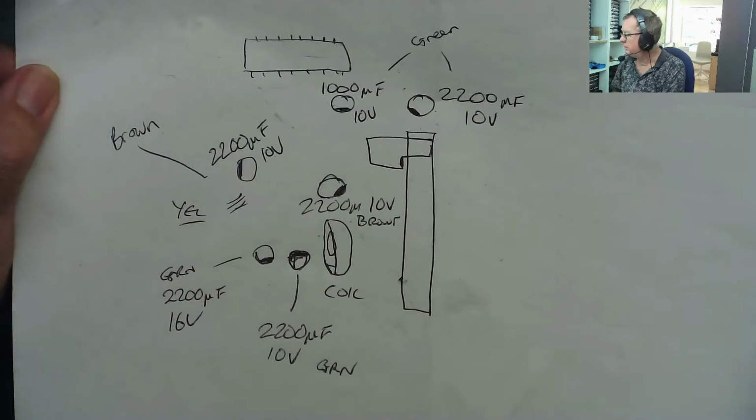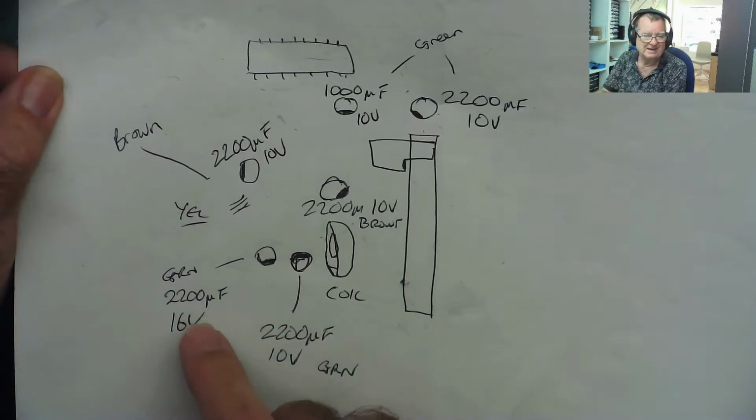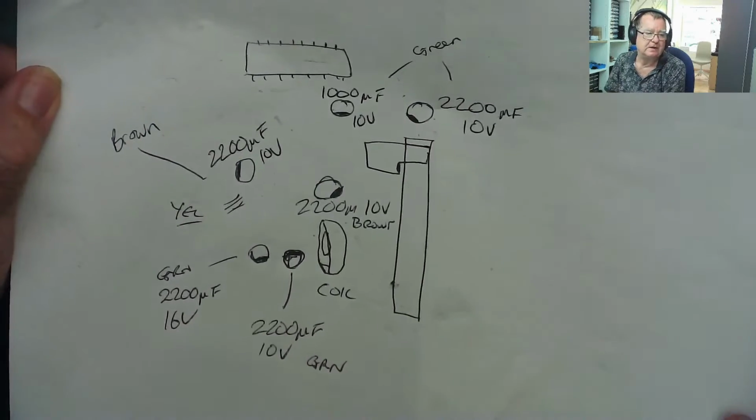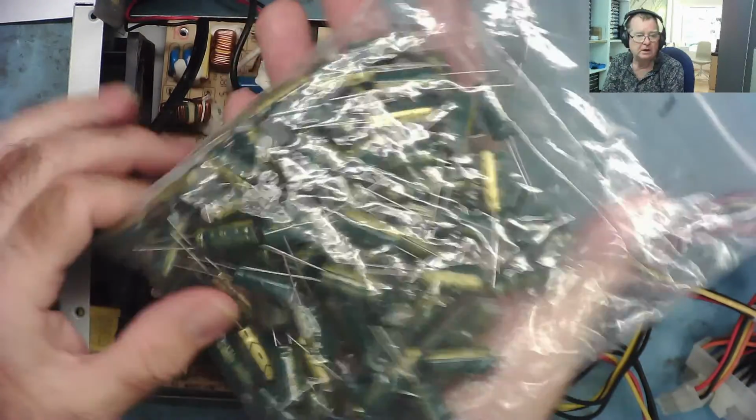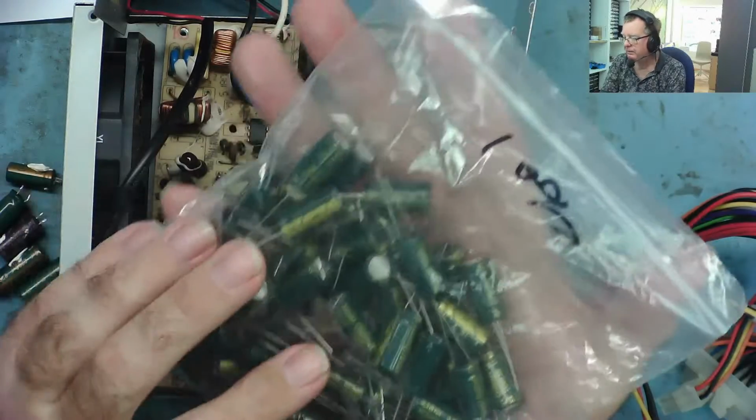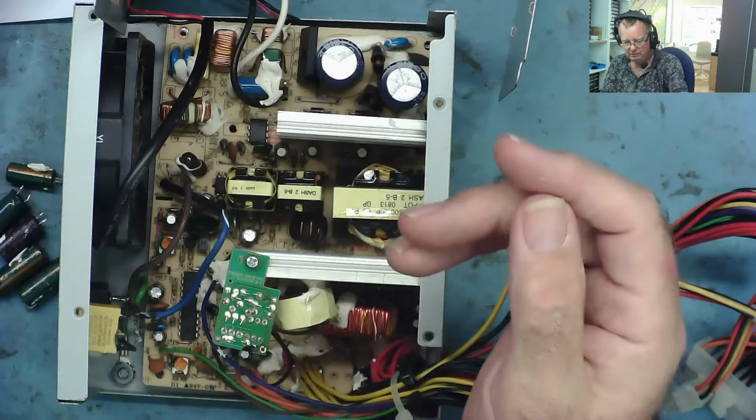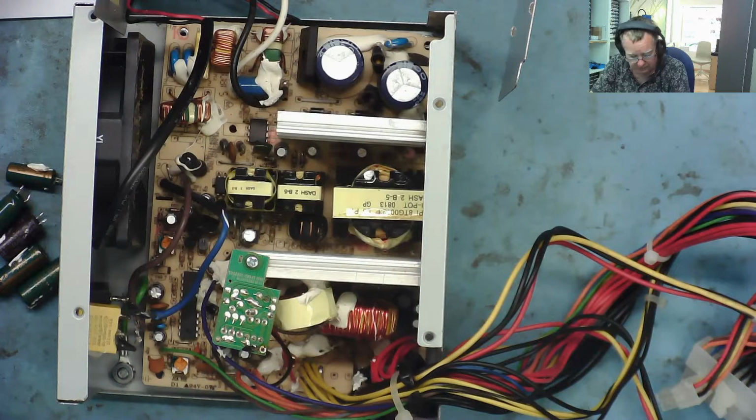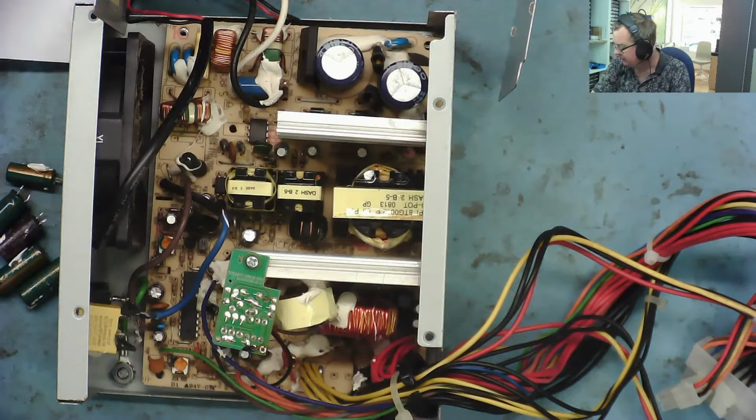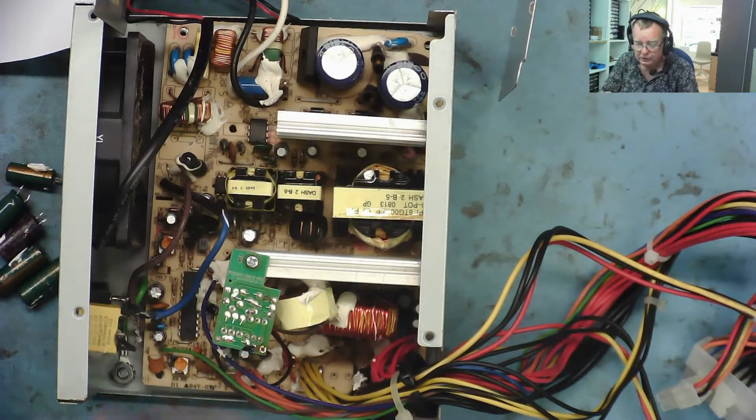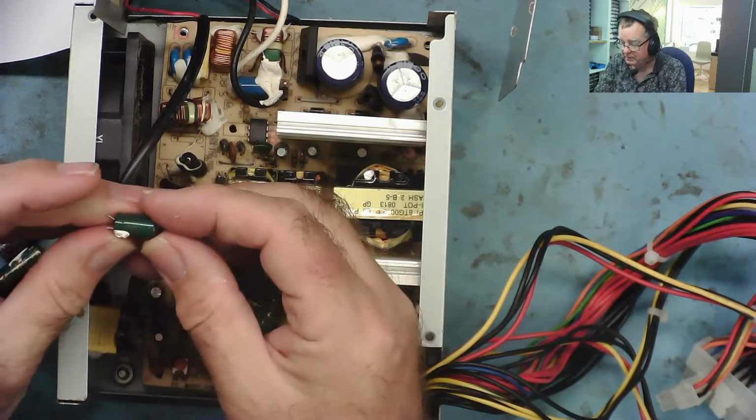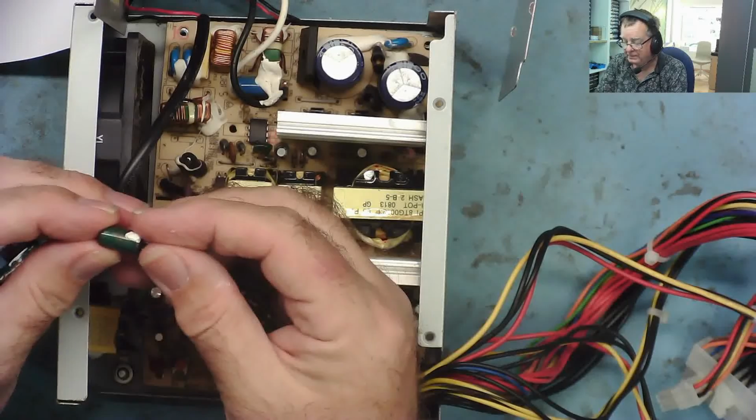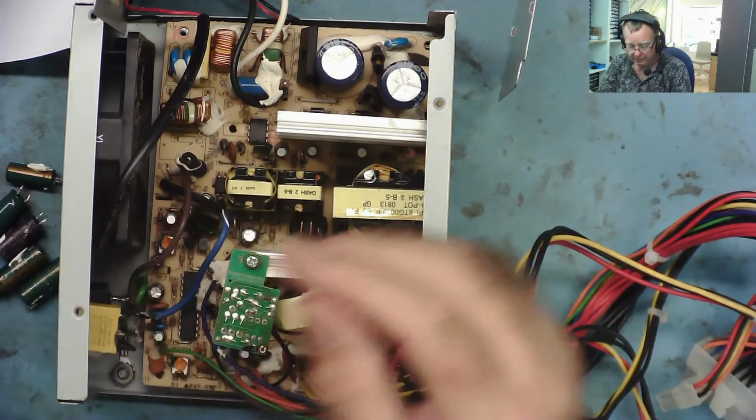But we could just stick 16 volt ones in replacement of all of them, put 16s where the 10s were. So here's a bag, 100 of them, cost me about €7, something like that, and they turned up. The only one I don't have a new replacement for is the 1000 microfarad 10 volt. It's bulged on the top.